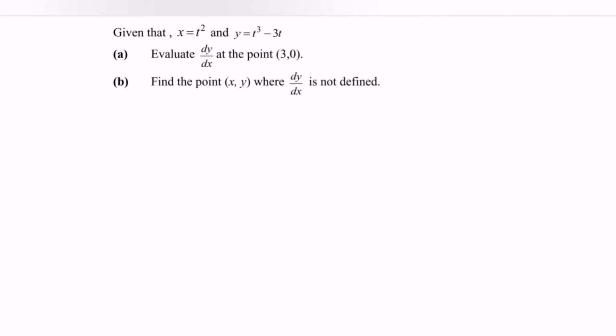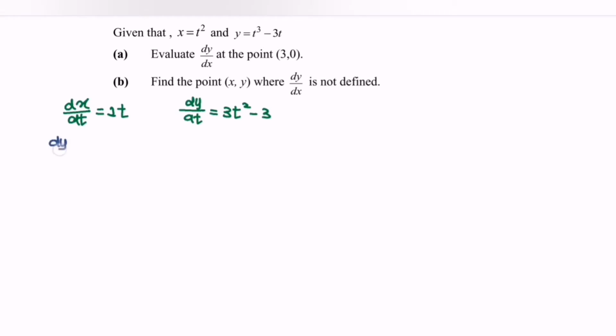So now we are going to differentiate x with respect to t. In here we have dx/dt equals 2t. For y, dy/dt equals 3t squared minus 3. Next we are going to find dy/dx.